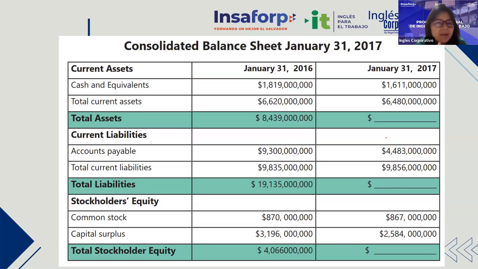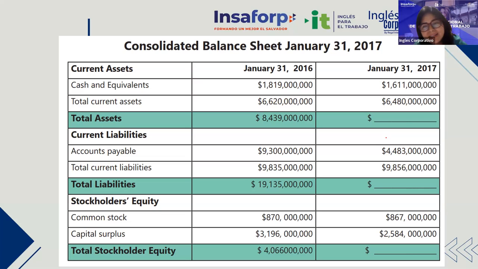Okay. Imagine. Now look at this. We have a consolidated balance sheet. Pay attention to the current assets, the cash equivalents. We have current assets January 31st, 2016 to January 31st, 2017. Then you have cash and equivalents, $1,819 million. Yes, 1,819 million. And on January 31st, 2017, 1,611 million. So instead of increasing, it decreased, right?